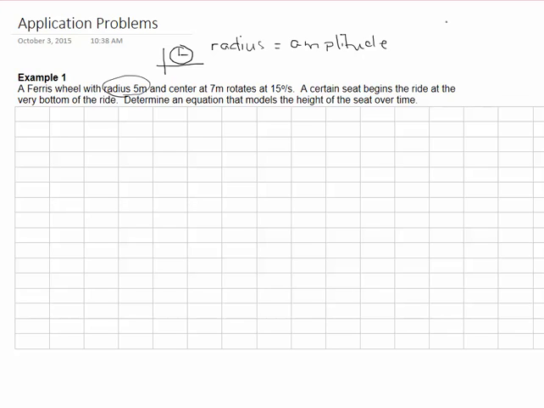We already know what the amplitude is. Amplitude equals 5. And a center at 7 meters. A center at 7 meters, from that last question, we know is our equation of the curve. So we already have A and Q. It rotates at 15 degrees per second, so that will help us find K if we take 360 and divide it by 15.